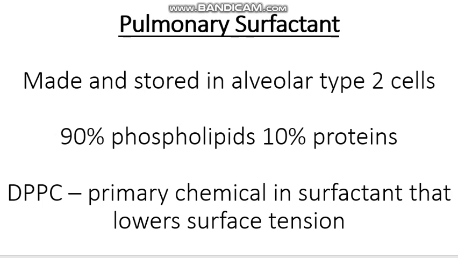Pulmonary surfactant is made and stored in alveolar type II cells. It is made up of 90% phospholipids and 10% proteins. DPPC is the primary chemical and surfactant that lowers surface tension.